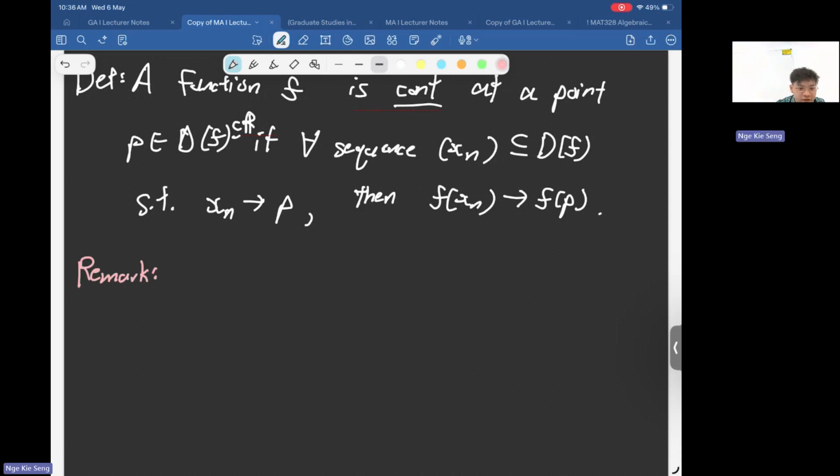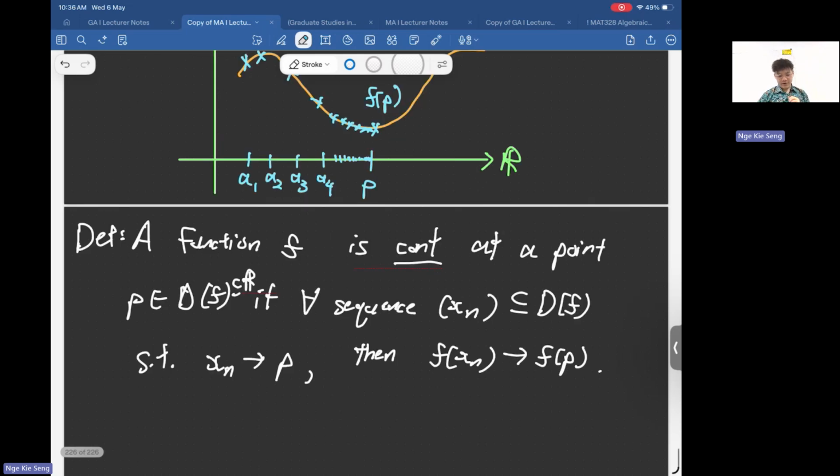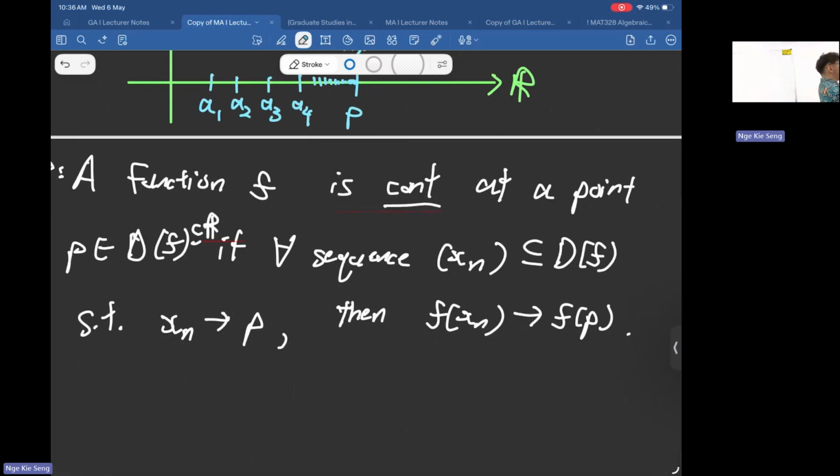So any remark I want to make here? Okay, never mind, this remark is very boring. Maybe one remark is very important. If you want to show the negation of this statement, that is, not continuous, then what do you need to do? The for all becomes there exists. So there exists a sequence such that Sn converges to P, but F(Sn) doesn't converge to F(P).